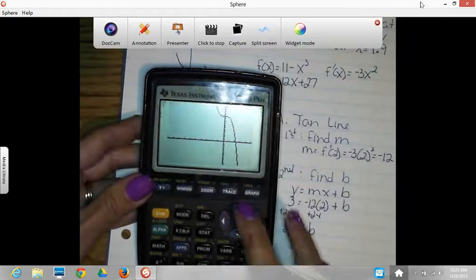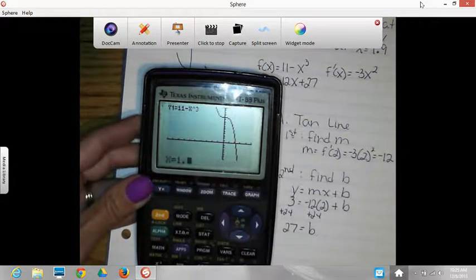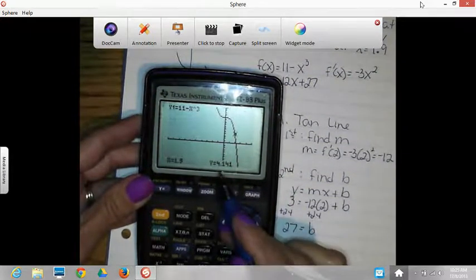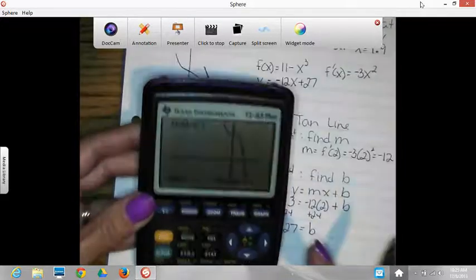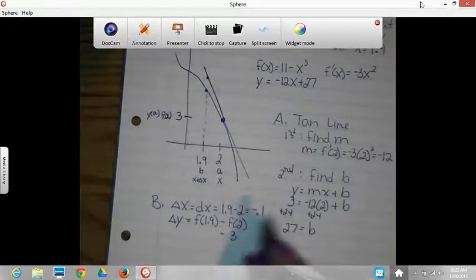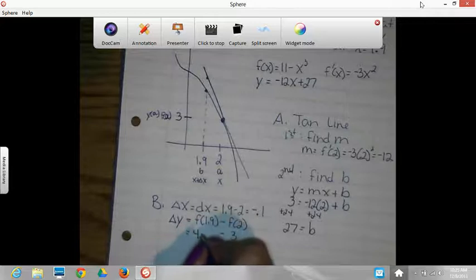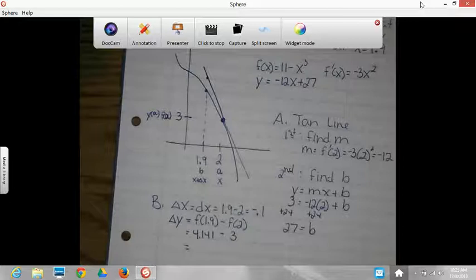or I can even trace to 1.9 and have it tell me it's 4.141, since I already had it in there. 4.141 minus 3, 1.141.